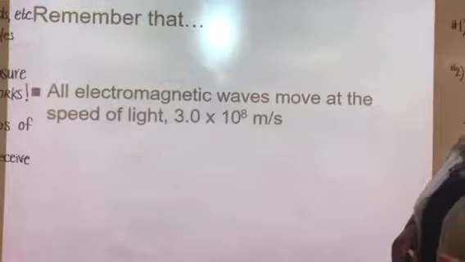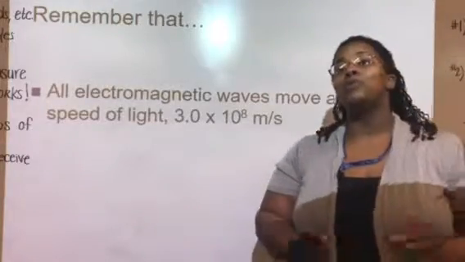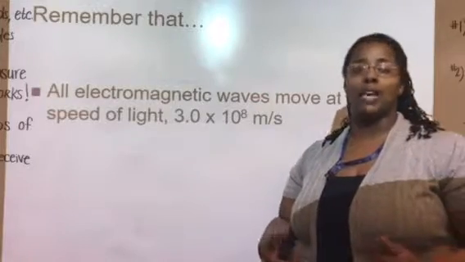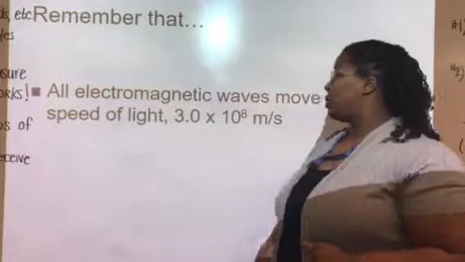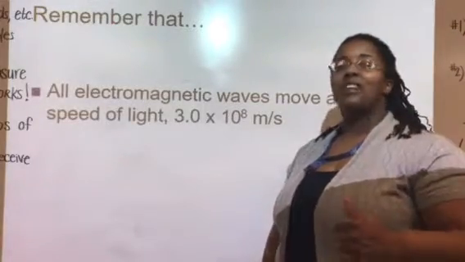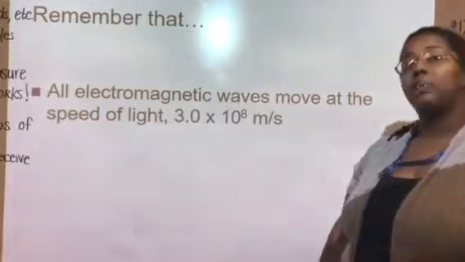All electromagnetic waves are going to move at the speed of light. So far, we've found nothing that moves faster than this speed, and it's 3 times 10 to the 8th meters per second. This is our new constant for this particular unit. So if we think about it, that's a pretty big number. We're out of the thousands, coming to the millions and going a little bit beyond as far as speed.